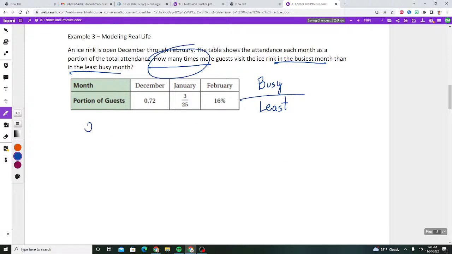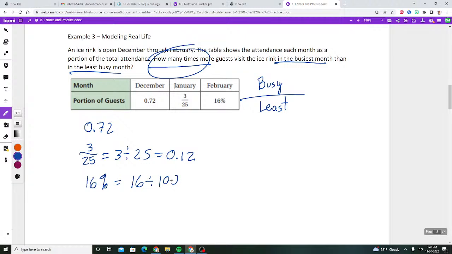So let's do it. 0.72 is December. January, I'm going to change 3 twenty-fifths to a decimal. So 3 divided by 25 gives me 0.12. And then we're going to change 16% into a decimal. So we go 16 divided by 100, move the decimal over 1, 2 places, so that's 0.16.